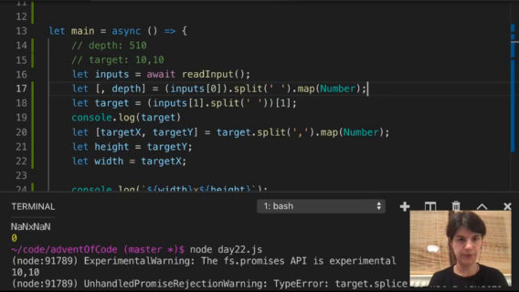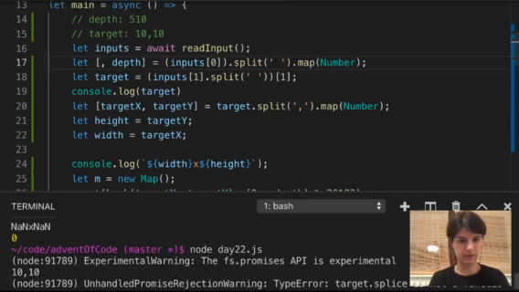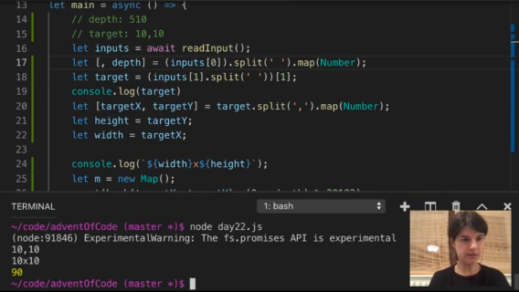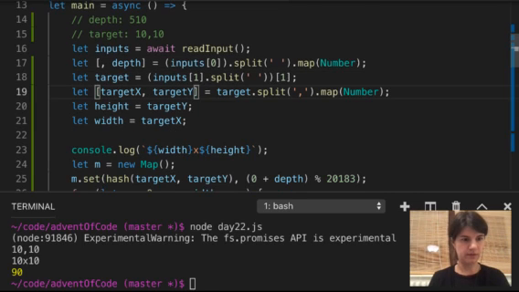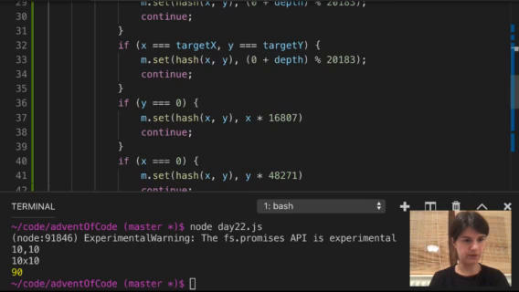Okay, so I have a 10 by 10 grid, and the level is 90. What did the sample input say?